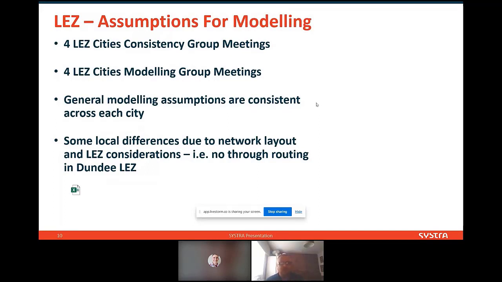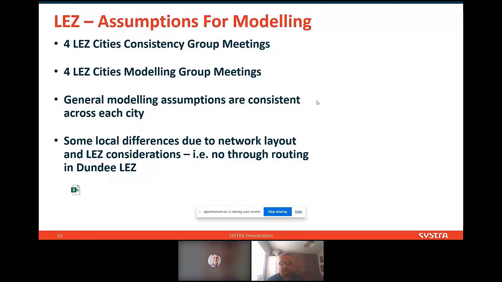Now, generally, the assumptions made were consistent across each city, but there are some local differences, primarily due to geometry and the local network layout. For example, in the Dundee low emission zone, that zone is within an inner ring road through Dundee, and the way that inner ring road operates is there is no through traffic through the inner ring road. You have to go in and come out.